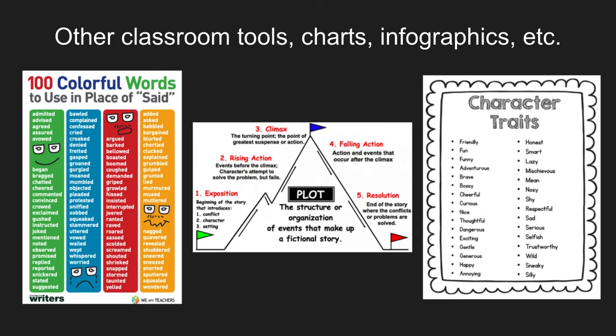I share in my Conferring Flipgrid video that I love to keep a list of character traits in my Conferring binder. You might also like to keep a thesaurus kind of idea, different ways to say said for our writers that like to say said over and over again. Maybe we're using a plot diagram and talking to students about plot structure and where are you in your story on this plot structure.